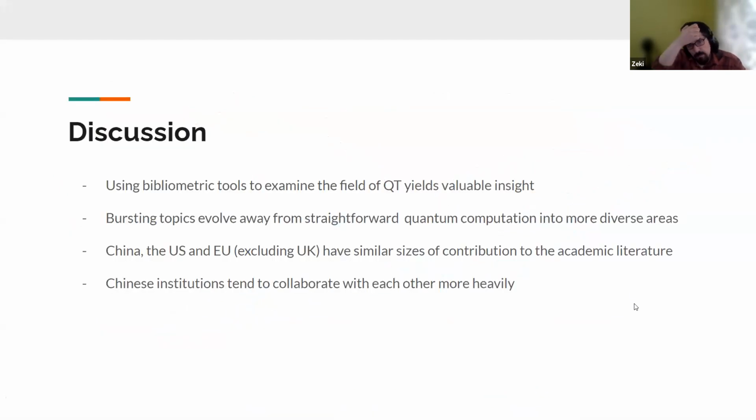So the discussion: using bibliometric tools to examine the field of quantum technologies yields some valuable insights. The bursting topics evolve away from straightforward quantum computation into more diverse areas like quantum networks, quantum steering, quantum coherence, quantum correlations. Those are all emerging topics, or they were emerging topics. Maybe there are some newer emerging topics. And we can say that China, US, and EU have similar sizes of contribution to the academic literature in terms of number of papers. So this is not a qualitative contribution, but in terms of quantitative contribution, we can say that these regions are almost on par. And Chinese institutions tend to collaborate with each other more heavily than internationally.